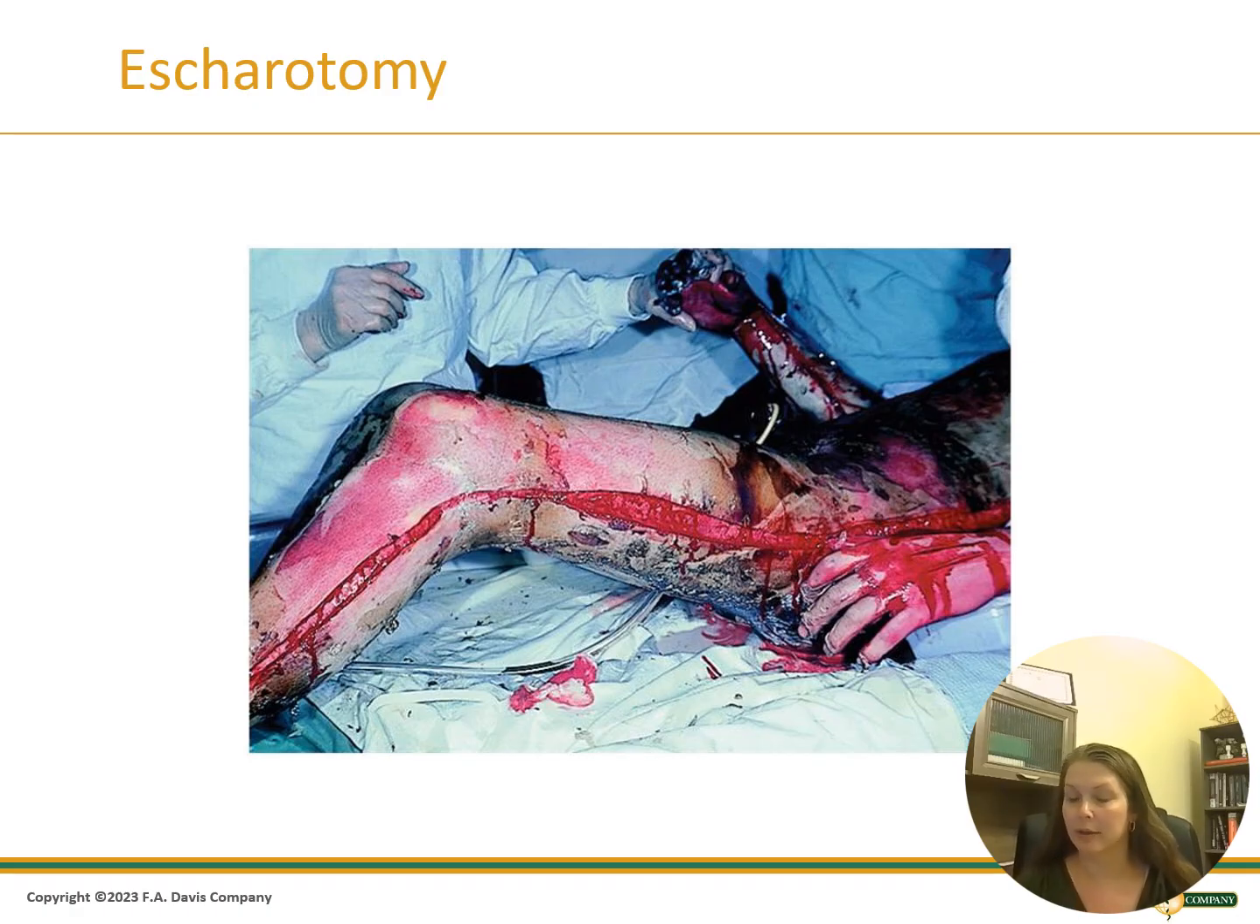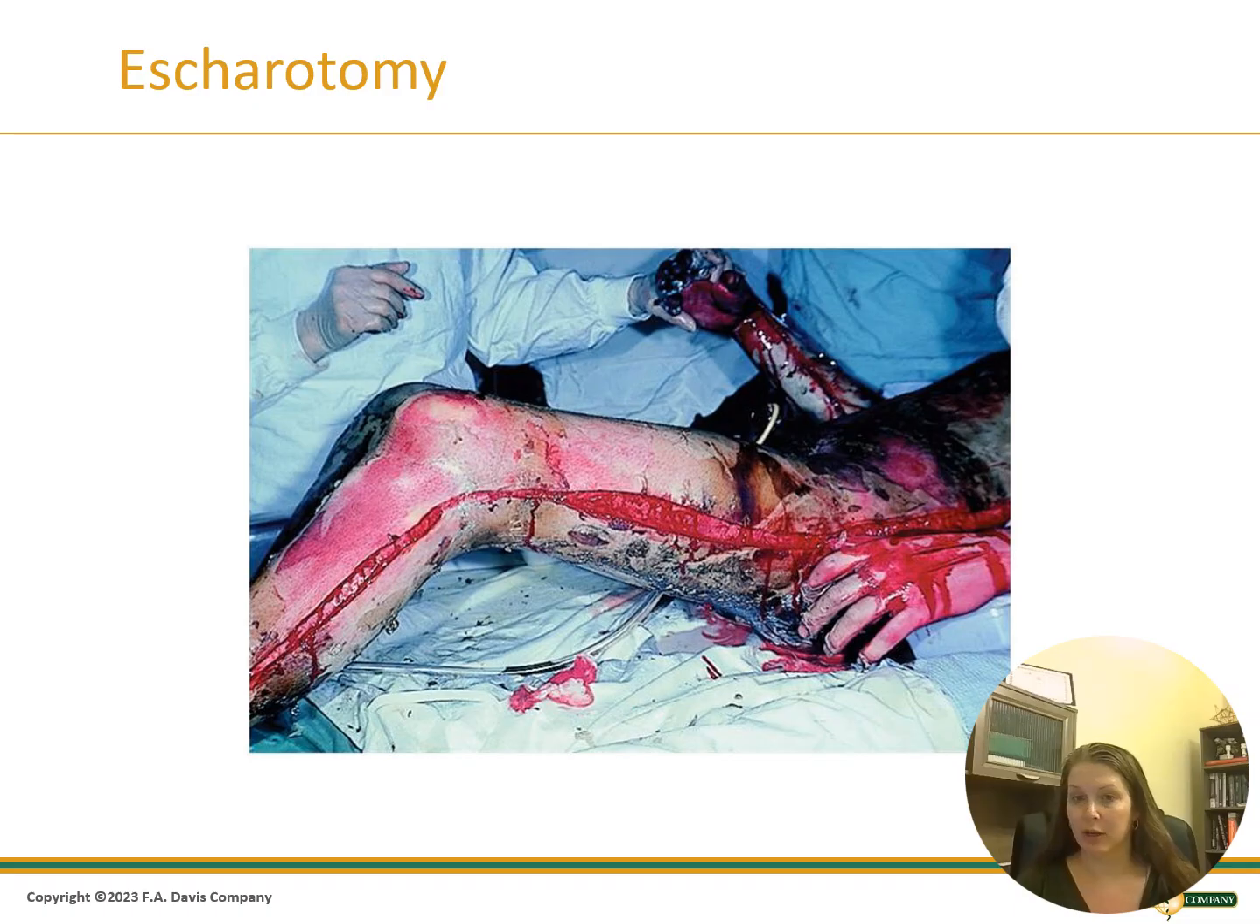Okay, so in short, your split thickness is going to be thinner, you have larger coverage, you have faster healing at that donor site, but it is more fragile since it is thinner. The full thickness, it's going to be thicker, stronger, a better cosmetic match, but it's limited to a smaller area.